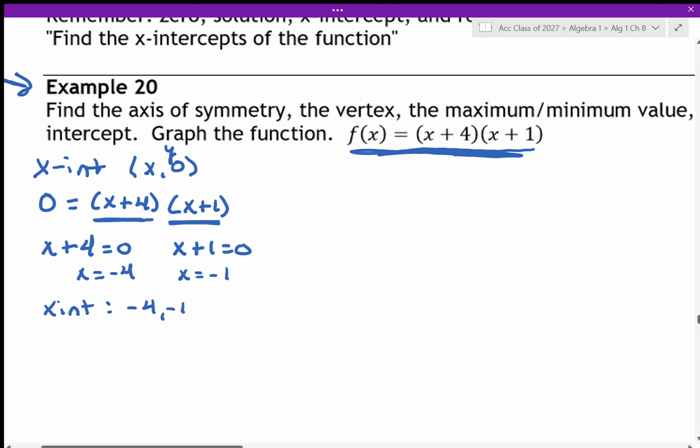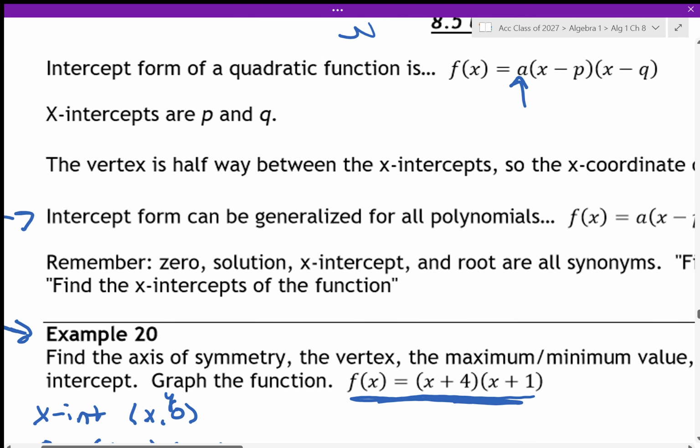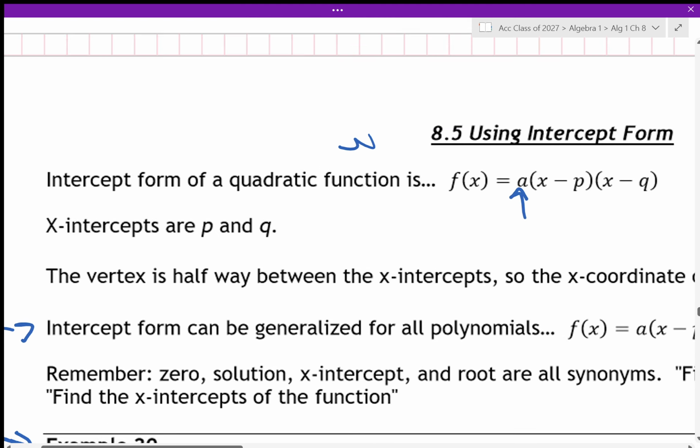Those are my x-intercepts. Right here we can see that they're the opposite of what was listed. This is a negative 1 and a negative 4 versus the positive 4 and the positive 1 in the original. It will always be that way. It's where it's the opposite. So up here, our x-intercepts being p and q, it's p and q because they listed a negative p and a negative q in our formula.